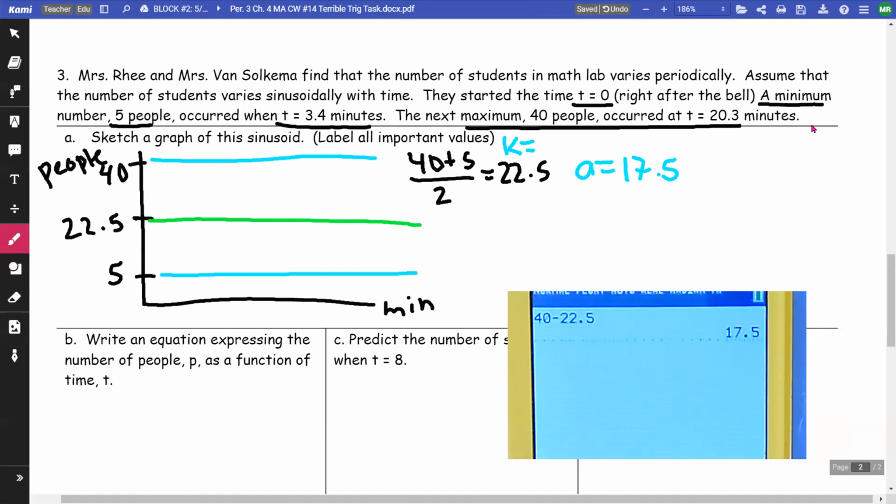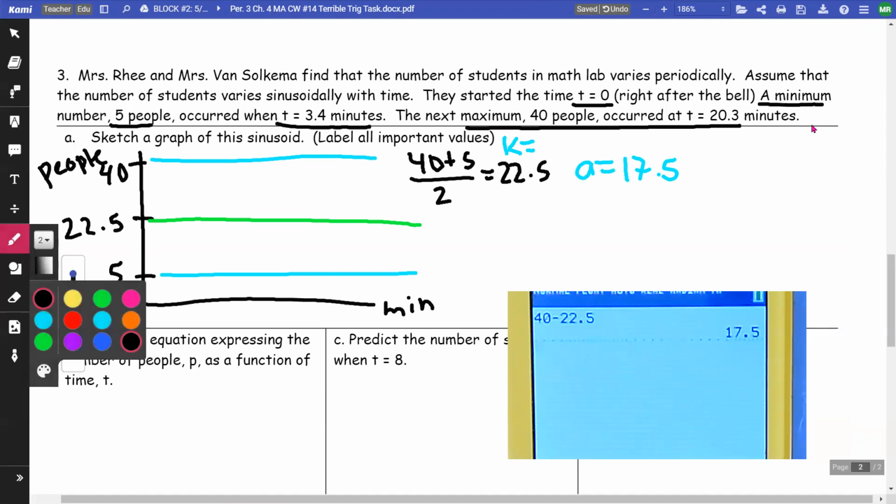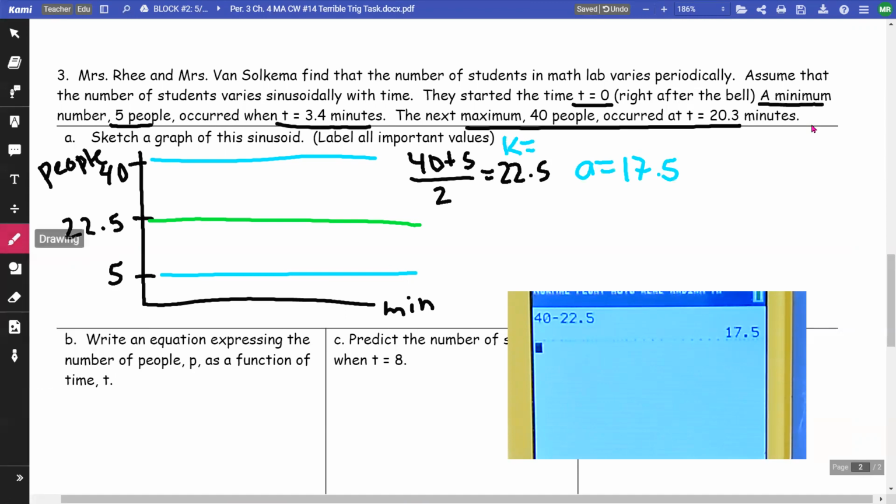Then what I know is at 3.4 minutes is when we have our low. So our low, I'll just say, is here, and that is 3.4. And so I got 1, 2, 3, 4. I'm gonna just move this out a little bit. Just give myself more space. I'm kind of scrunching myself. Okay. So 1, 2, 3, 4, 5. And again, this is going to be minutes.